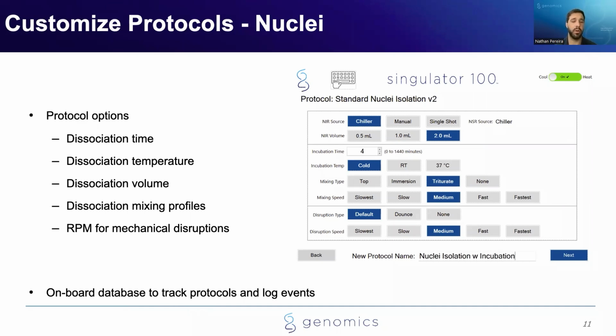There are protocols where we do onboard incubation as well as extra disruption cycles, and it has to do with the difficulty of isolating nuclei from certain tissues. For dense tumor types, we have extended, more laborious isolation protocols, and for delicate tissue types, we have slower speeds and less intense disruption cycles. And something we're rolling out very soon for the nuclei protocols is customization of volume.